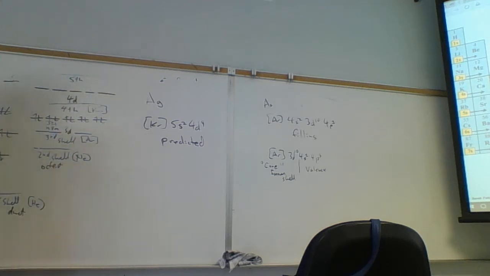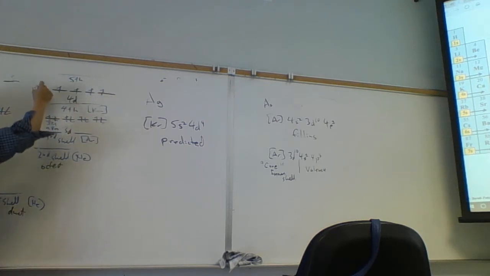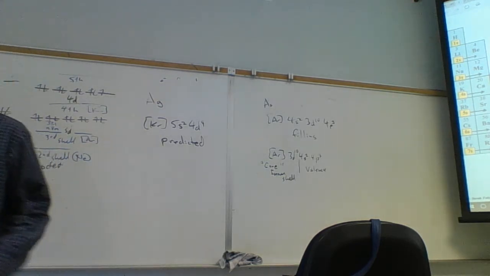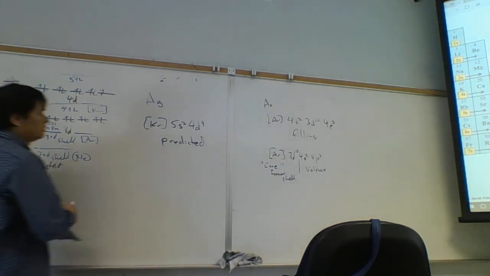And so in the 5th shell, we're looking at silver. Silver should have 5s2, 4d9, and so this is what we predict for silver. But that's not what's observed. What's observed is this.